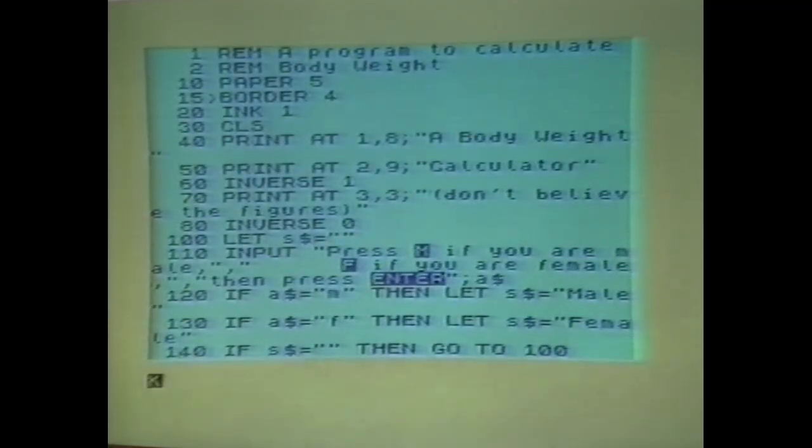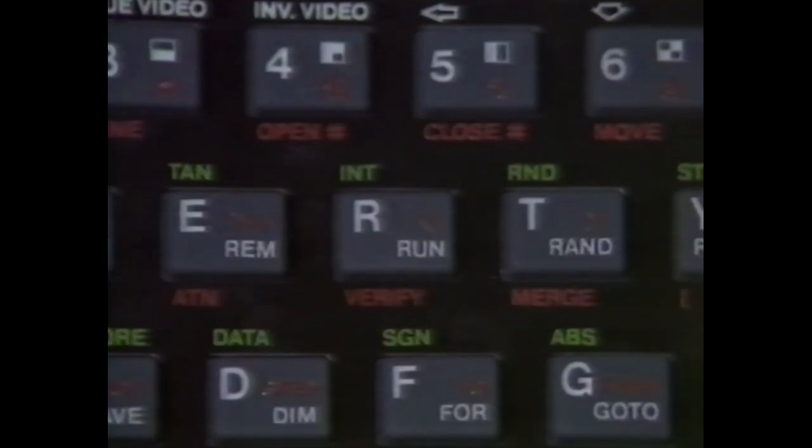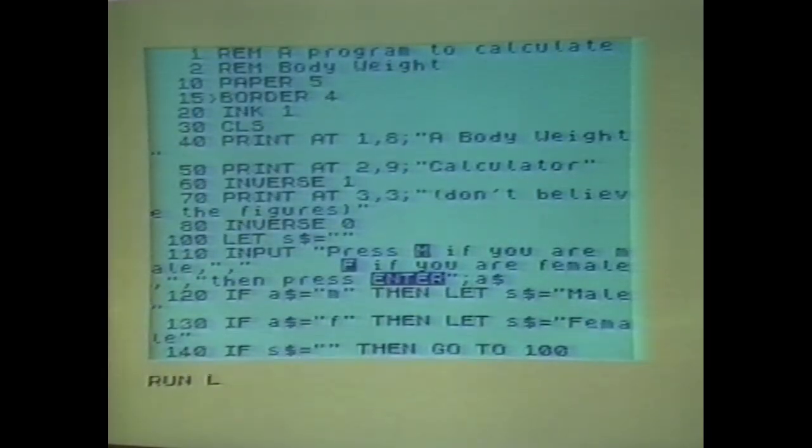Now that border statement will only be executed if we run the program. How do we run the program? Well, the R key has the word RUN on it. If I press the R key now, you'll see that BASIC gives me the word RUN. This is going to tell BASIC to execute all those statements in the program. It won't do it until we press enter. So let's press enter now. The program has started to run, and our border statement asking for a green border has given it this effect.